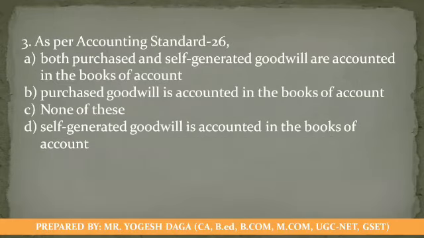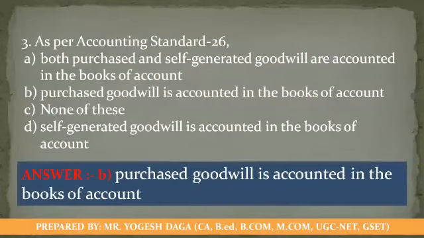Next question. As per the Accounting Standard 26, both purchased and self-generated goodwill are accounted in the books of account. B option, purchased goodwill is accounted in the books of account. C option, none of these. And the D option, self-generated goodwill is accounted in the books of account. So students, what does this Accounting Standard 26 cover? This is related to intangible assets and the valuation of intangibles, and goodwill is also one of the intangibles. So what will be the correct option? I think you have made your answers, and the correct answer is the B option.